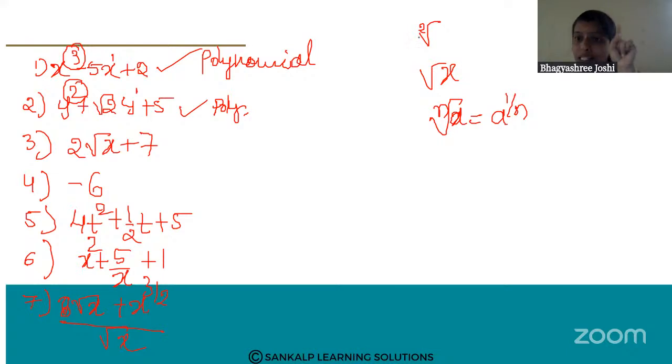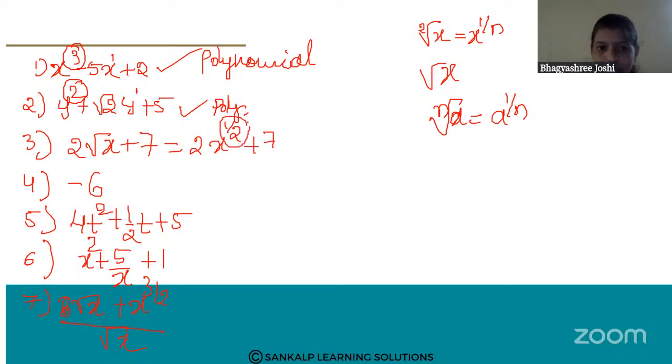So if nothing is there, it means square root, 2 is there. So x, how do we write it? A raised to 1 by n. That means x raised to 1 by n. Okay. Here 2 root x means 2 into x raised to 1 by 2 plus 7. That means power is 1 by 2 here. It is a fraction. So if the power is a fraction, is it a polynomial? Just think, is it a polynomial? No, it is not a polynomial.